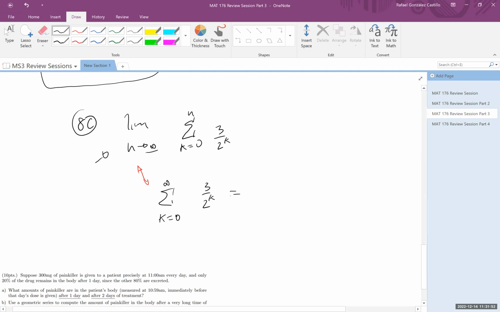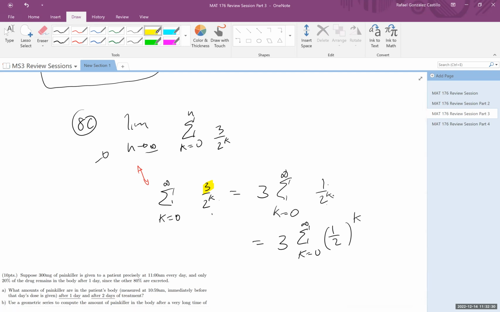So here, I have 3 over 2 to the k. 3 has no k's in it. There's nothing involving k with 3, so I could actually factor it out. You could take 3 completely out of the series computation, and you get 3 times the series of k equals 0 to infinity of 1 over 2 to the k. But now, 1 over 2 to the k is really the same as 1 over 2, to the power k. The reason this is true is because 1 to the k is always 1, no matter what k is. So you could just take it out.